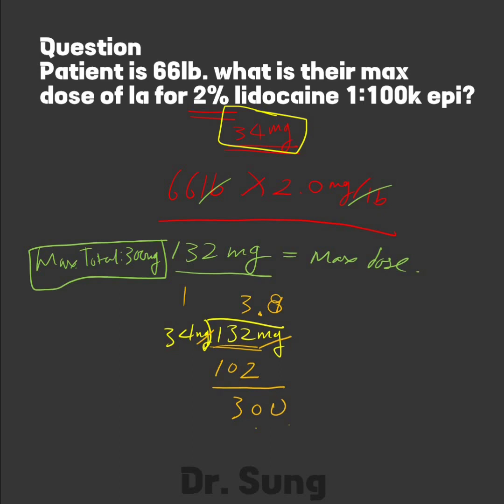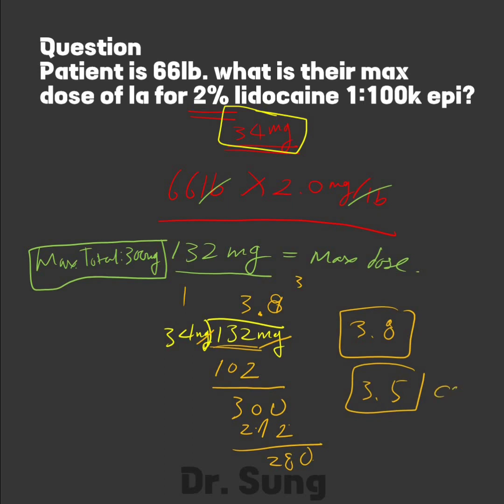So 332. Oh, I should speak Korean so that I can calculate it better. So I made a mistake. It is not 2, but it should be 3. So 24, 7. Okay. Well, we can give a 3.8 carpule, but how can we give a 3.8? Just round it down to 3.5. So 3.5 carpules we can give.